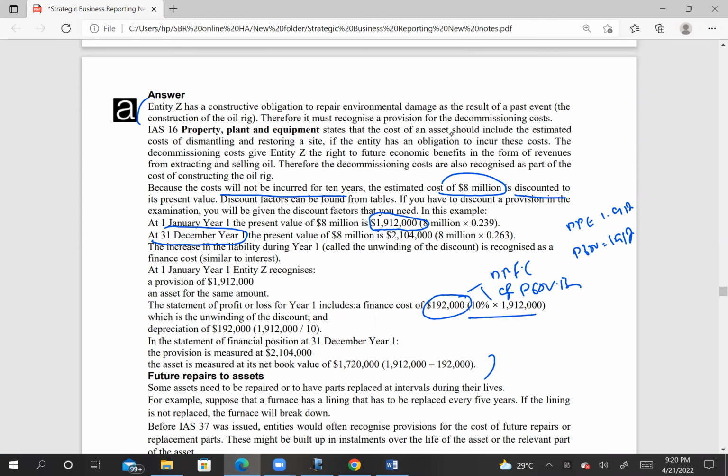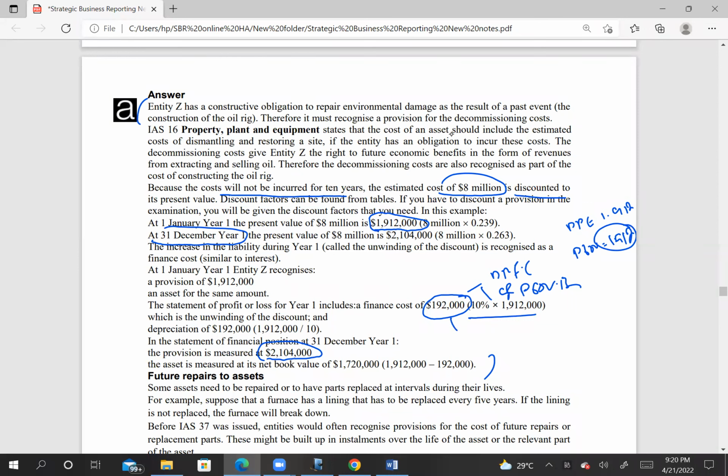At the end of year 1, the value of the provision will be equal to the opening value plus unwinding. This will become the total value of the provision. If we combine the interest cost and the opening value of the provision, we will get 2.104 million.